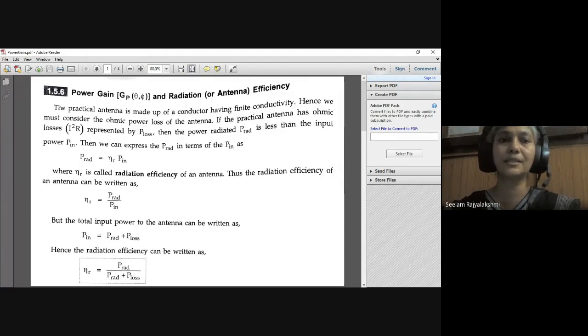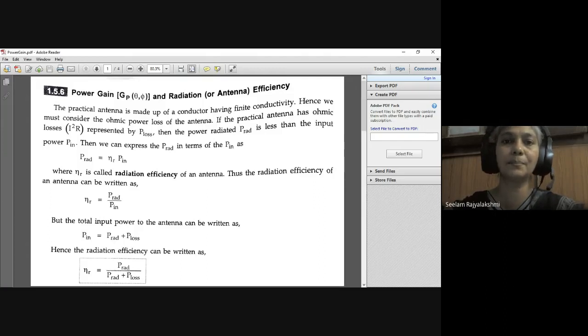Here, if we consider any antenna, practically the antenna is made up of a conductor which has finite conductivity. Hence we must consider the ohmic power loss of the antenna. If the practical antenna has ohmic losses, that is I square R, we can represent it by P loss.